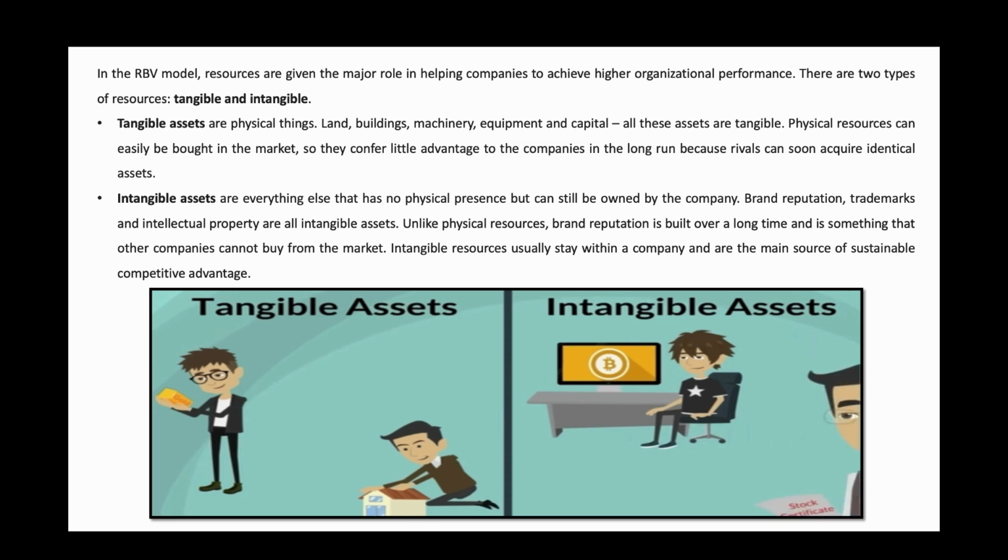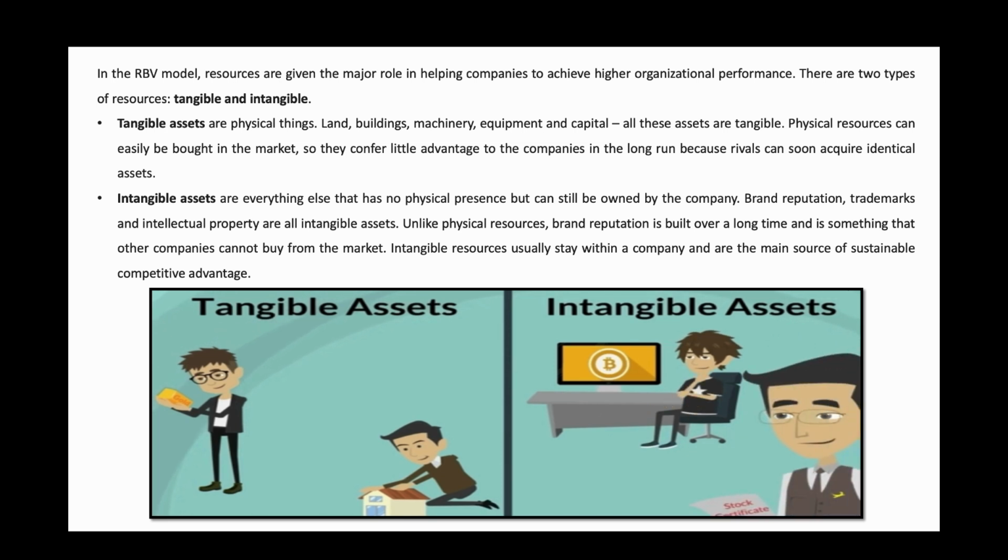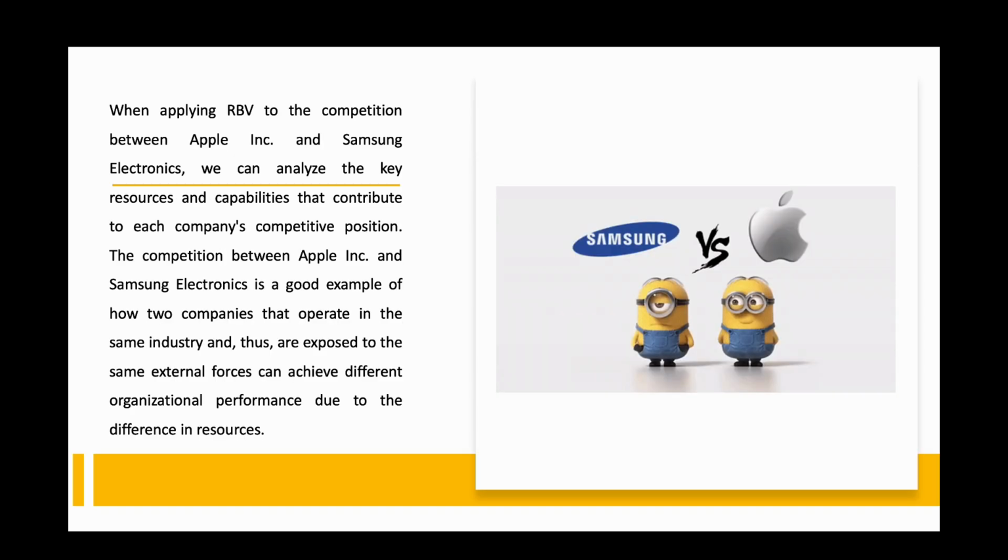When applying RBV to the competition between Apple Incorporated and Samsung Electronics, we can analyze the key resources and capabilities that contribute to each company's competitive position. The competition between Apple Incorporated and Samsung Electronics is a good example. First is brand and reputation.